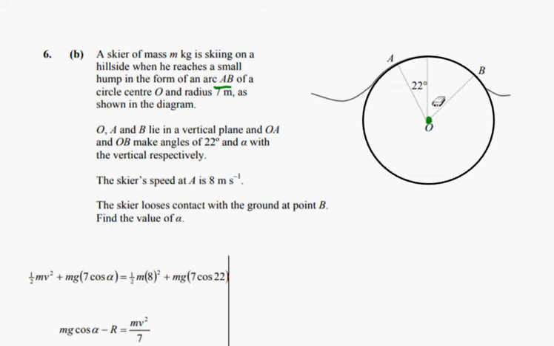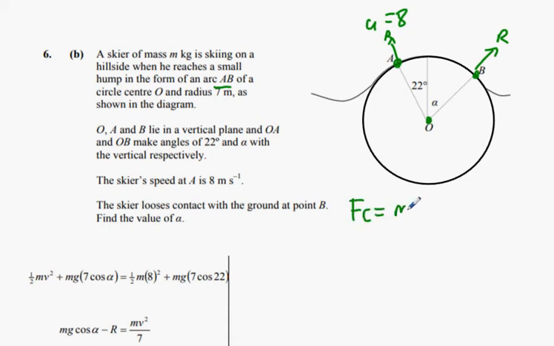Now OA and OB lie in the vertical plane, and OA and OB make angles 22 and alpha with the vertical respectively. The skier's at A, so he's going from A to B, so I'd say that u would be equal to 8. The skier loses contact with the ground at point B. Find the value of alpha. If you're talking about contact with the ground, I think we're talking about reaction forces, or values supporting the weight of your skier. It's a vertical circle, so what are our two equations that are in play?